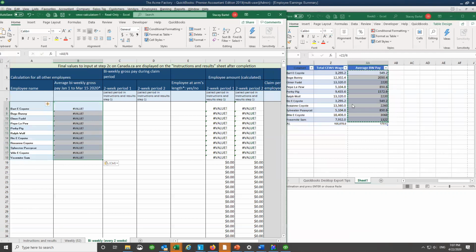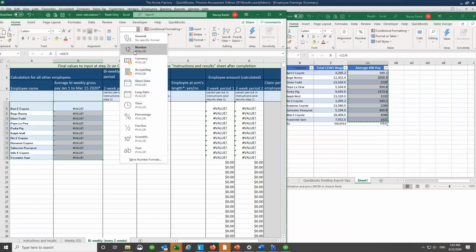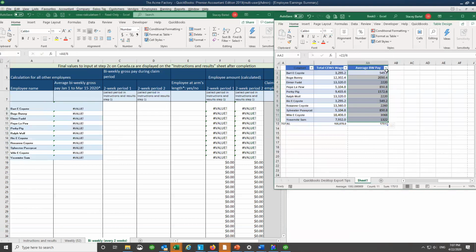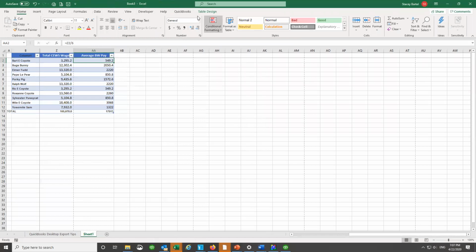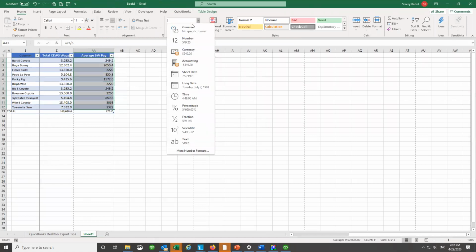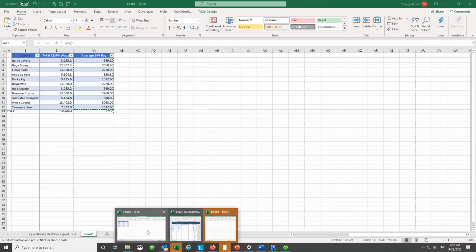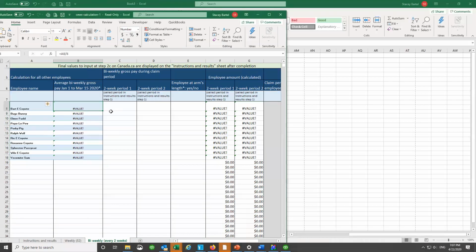It didn't accept it. If I change this to currency, it won't work. If I change this to a number, it won't work. So over here, in this calculation, I'm just showing you this, we need to take this and make it a number. We're going to try pasting it back in here to see which way it works.